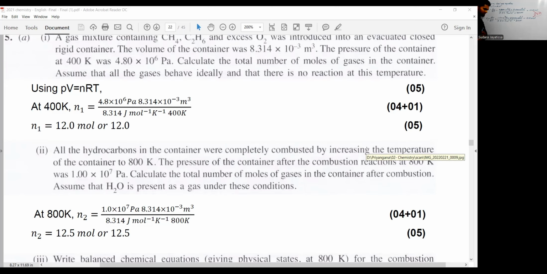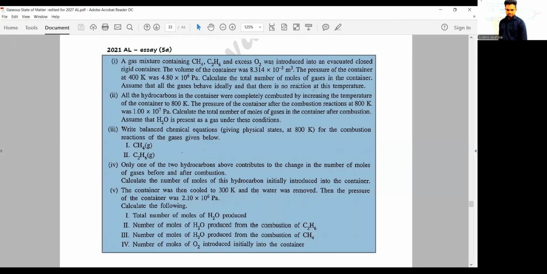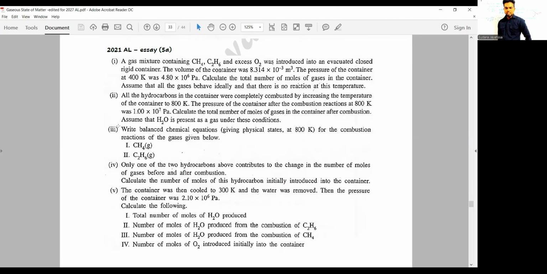Right, now let's go to the interesting part of the question. Interesting and the part that you need to remember. Look at the third part. Write balanced chemical equations giving physical state at 800 Kelvin.